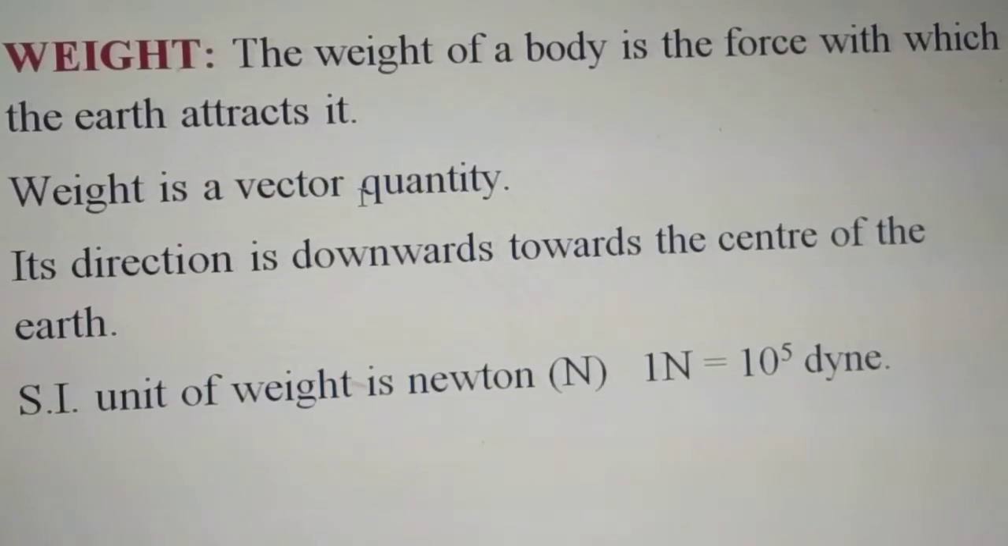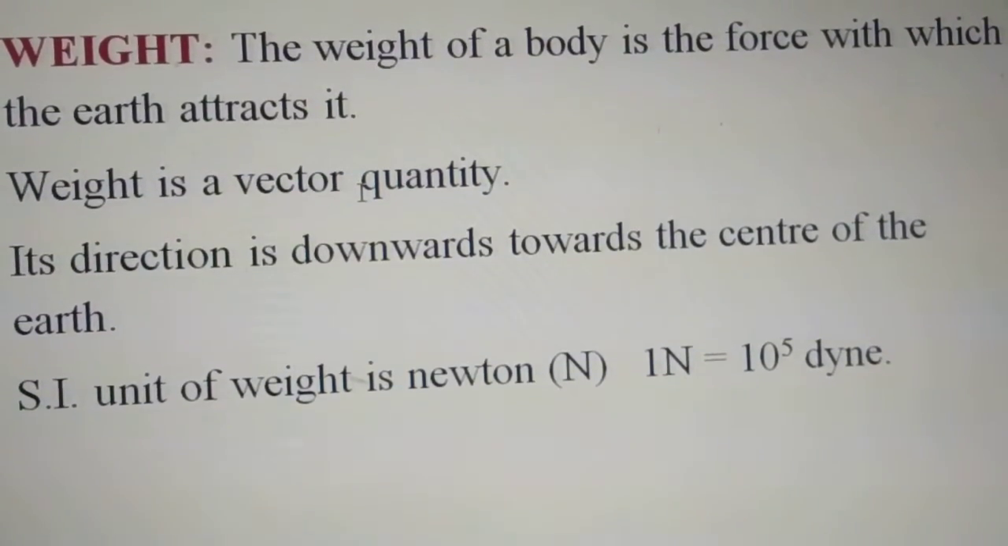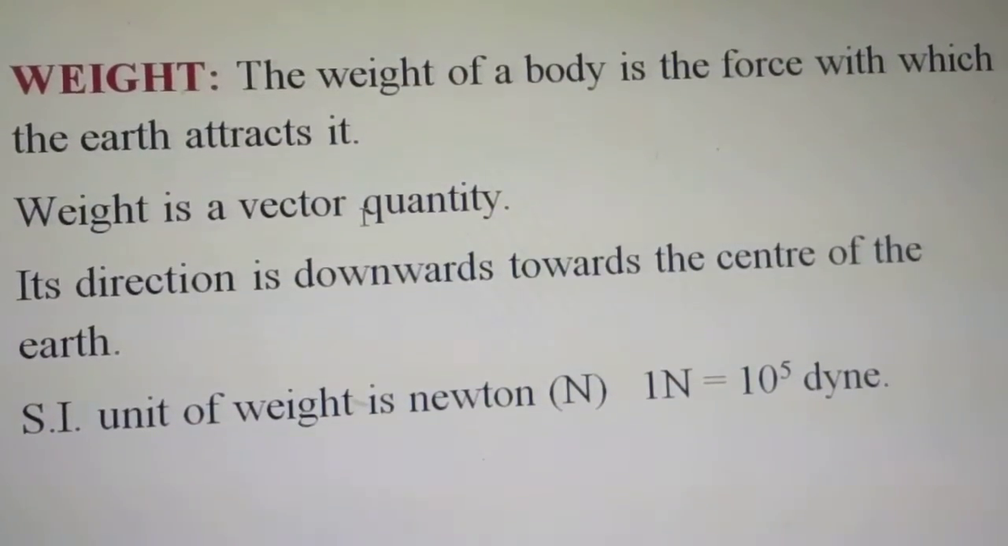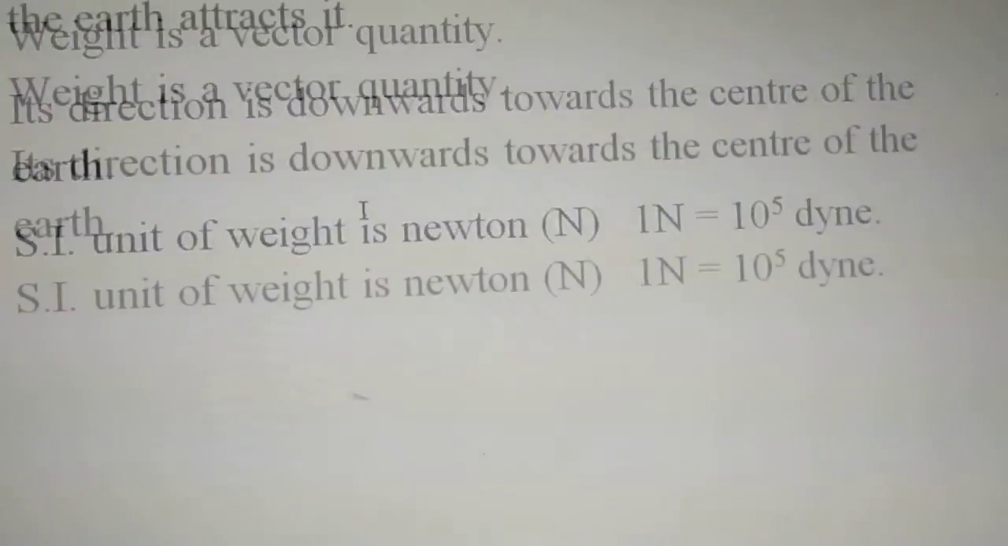1 N is equal to 10 to the power of 5 dynes also. That is in the CGS unit. The SI unit is the Newton. Then what is the difference between mass and weight? You already know this, the comparison.